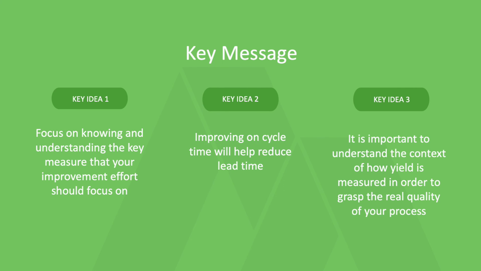3 important messages I'd like you to remember out of lesson 1. First, it's important to focus on knowing and understanding the key measure that your improvement effort should focus on. Second, it's important to improve on cycle time, which will help improve our lead time. When we improve the speed by which we produce our output, the overall lead time will also be reduced. Third, it's important to understand the context of quality and how quality is measured in terms of your yield. Measuring yield is important because you want to make sure that you have a real grasp of what is the true quality of your process.